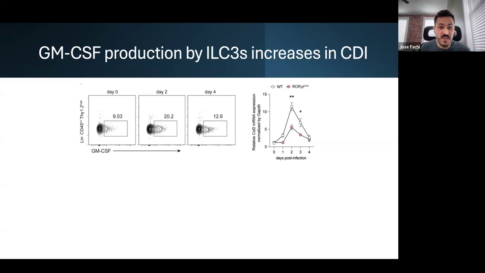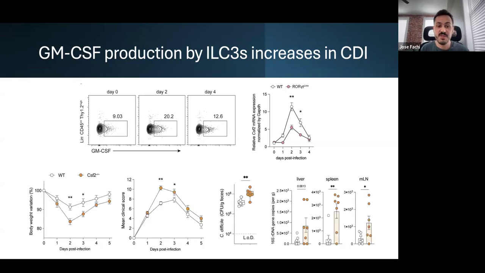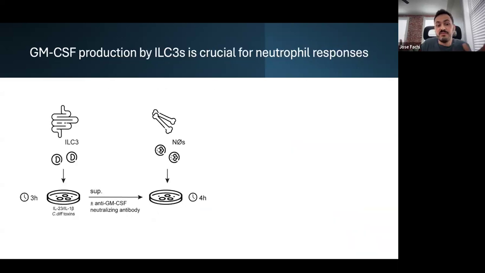And to see if GM-CSF is important, we infected GM-CSF knockout mice. And as you can clearly see, they're very sick at the early stage. So they are susceptible to the infection right after the gavage. They have more bacteria, and they also have more bacterial translocation. So this shows that the lack of GM-CSF impairs the early innate immune response to the infection. But is this whole body knockout phenotype related to GM-CSF produced by ILC3s? So to point this out, first we checked in vitro.